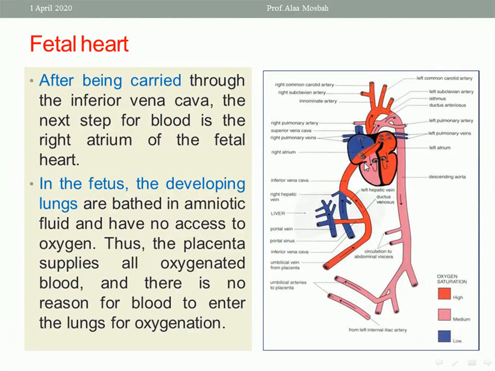What about the level of the fetal heart? After being carried through the inferior vena cava, the next step for the blood is the right atrium of the fetal heart. In the fetus, the developing lungs are bathed in amniotic fluid and have no access to oxygen. Thus, the placenta supplies all oxygenated blood, and there is no reason for blood to enter the lungs for oxygenation.